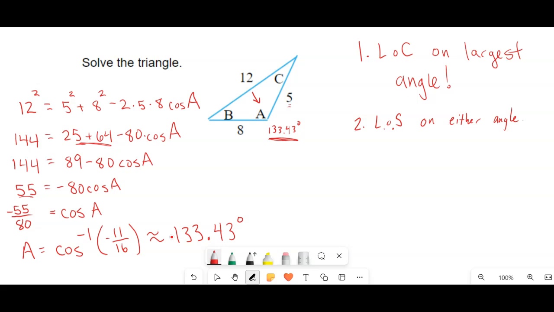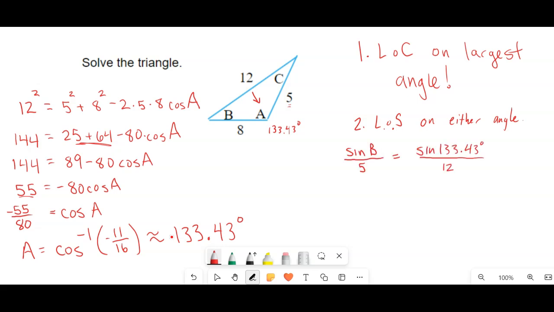I don't have to worry about law of sines being ambiguous. So that's why we always start with the largest. If there is an obtuse angle, it's going to be across from the largest side, so we always start with the biggest angle, and then the law of sines doesn't matter.